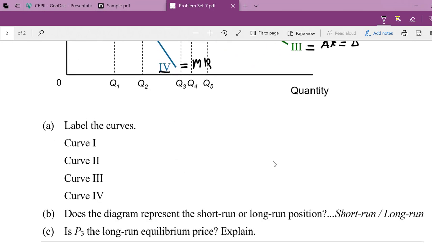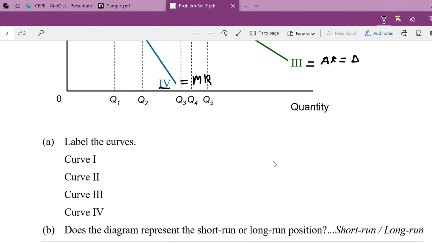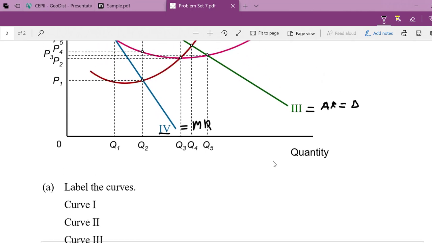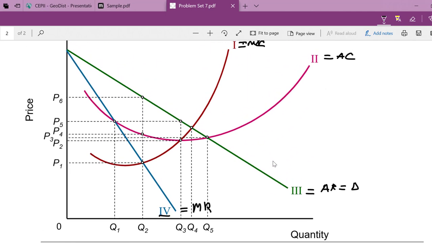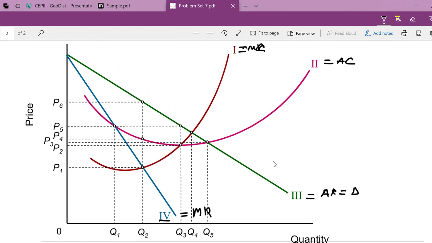So we label these curves now. Question, guys: does the diagram represent the short run or long run position of this firm? Short run, exactly. It is a short run. The reason is very simple here, isn't it? There are two things that you can see why it's short run.